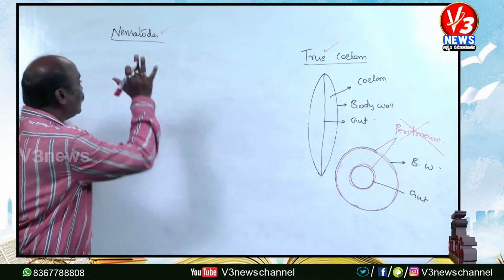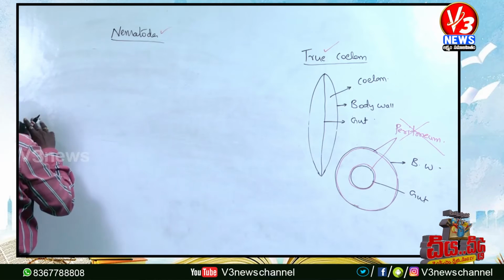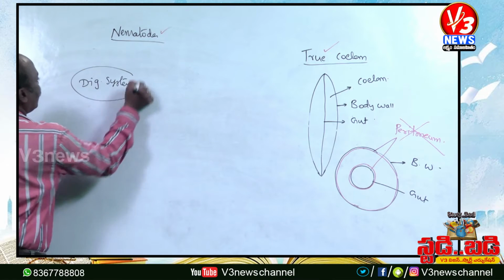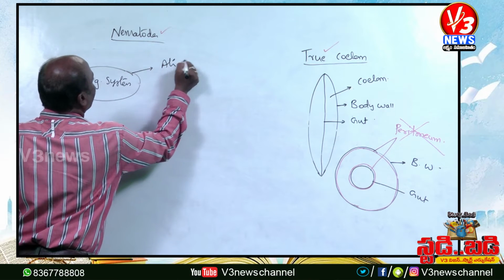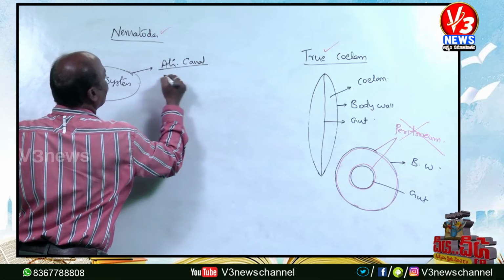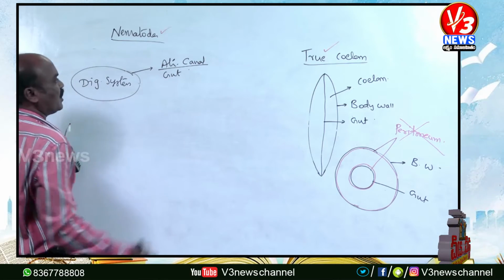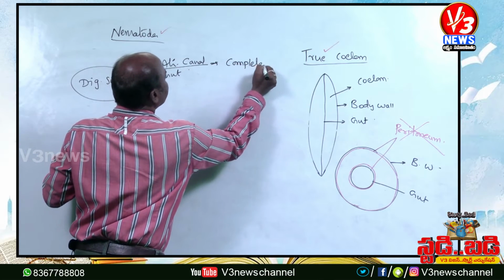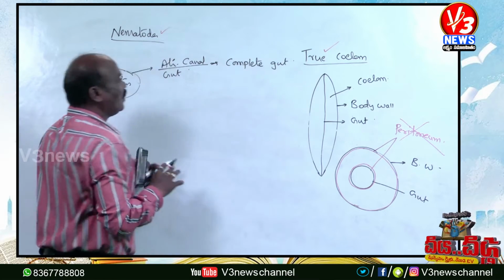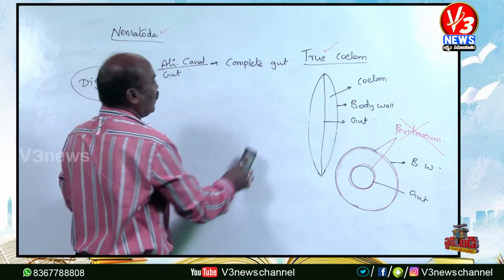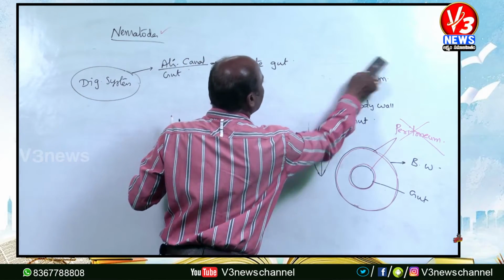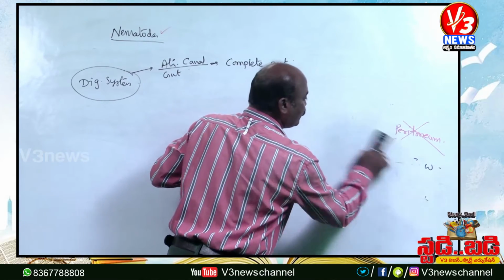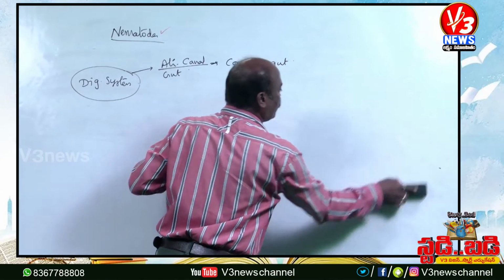But in nematodes, the digestive system, see here the alimentary canal, or otherwise called gut, is complete. In nematodes, a complete gut. So, what is meant by complete gut? In flatworms, that gut was incomplete. So, what is the difference between the complete and incomplete gut?